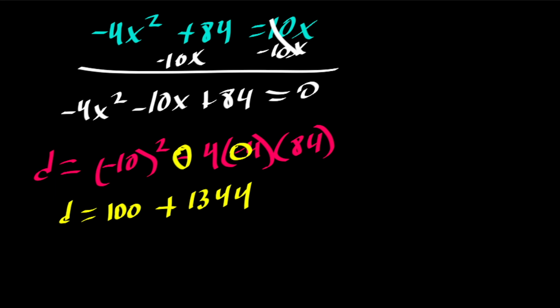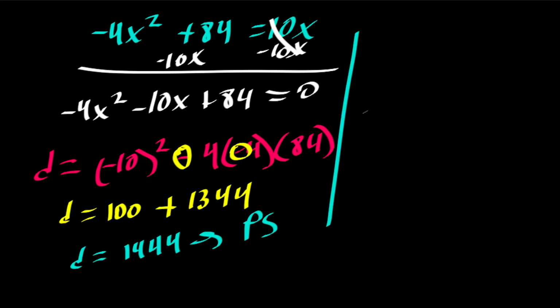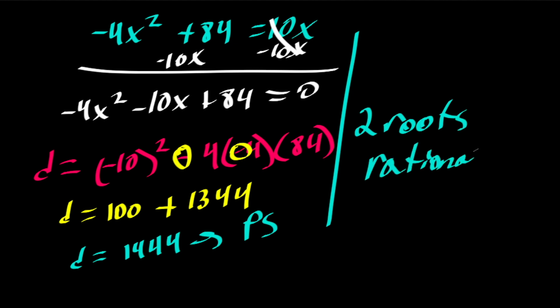All right, so the discriminant is 1444. And I actually could do the square root of this. It is a perfect square. So that means that I have 2 roots, and those roots are rational. Now, typically, that means we could probably factor this. But once again, that's kind of a teaser for at the end. We'll cover that in a second.